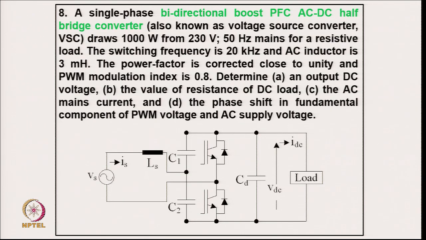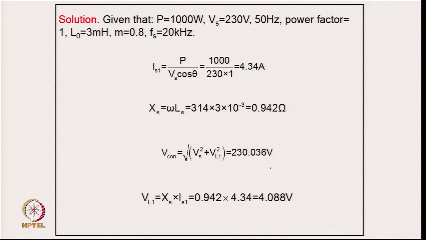So, coming to example 8, a single phase bidirectional boost converter, half bridge, also known as a voltage source converter, draws 1000 watt from 230 volt 50 hertz mains, for a resistive load. The switching frequency is 20 kilohertz, AC inductor is 3 millihenry, power factor is corrected close to unity, modulation index is given. Determine the output DC voltage, the value of resistance of DC load, the AC mains current, the phase shift of fundamental component of converter voltage and AC supply current. So, this is the circuit of the bidirectional boost converter.